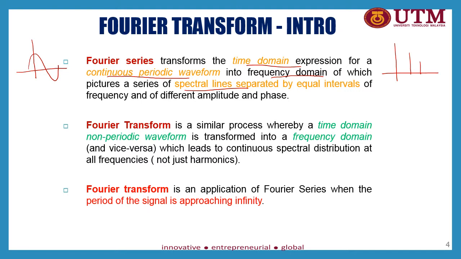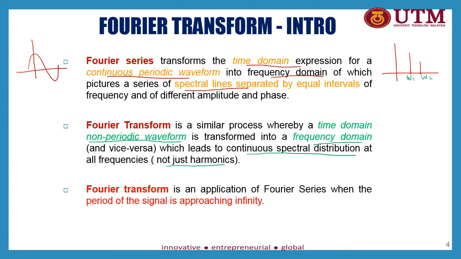But in Fourier transform, the signal in time domain is non-periodic. Okay, meaning that the signal is not repeating itself by the same duration T, and the signal will be converted into frequency domain, or omega domain, which leads to a continuous spectral distribution at all frequencies, not just harmonics. Okay, in Fourier series, you can see that the spectrum covers each harmonic. For example, this is omega 1, omega 2, and so on.